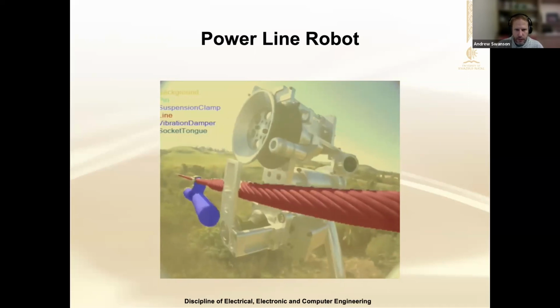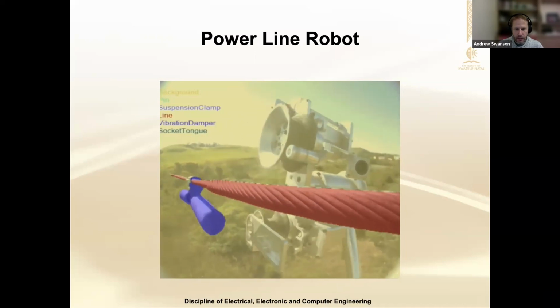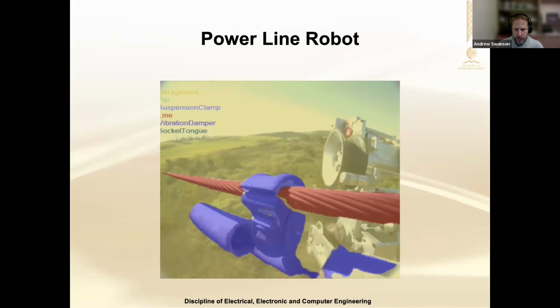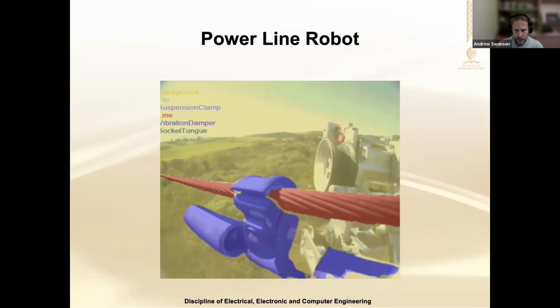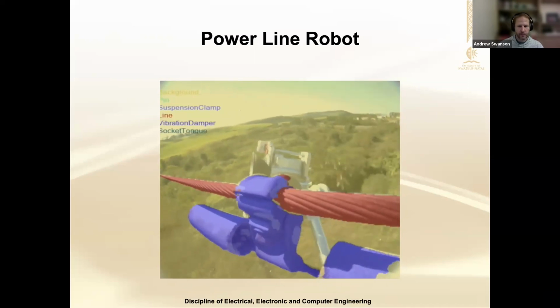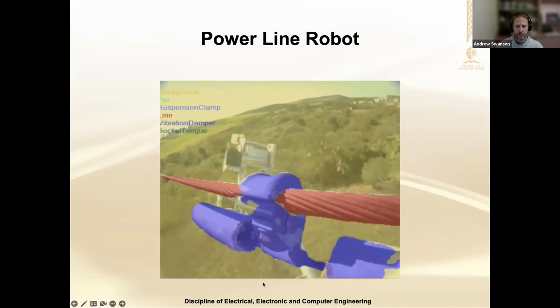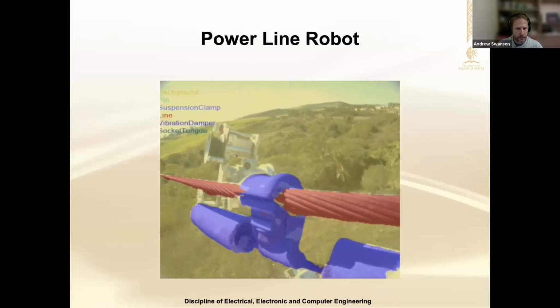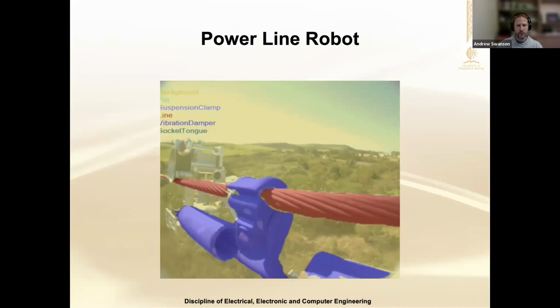What you can see in the red there is we've trained our computer to recognize the power line. And you can see in the blue, that's a different obstacle. It recognizes that obstacle. So if we can recognize it, we can teach the robot to then climb around it. And that's the video that we saw earlier of it climbing around. Very cool.